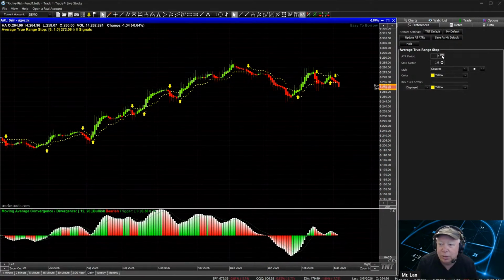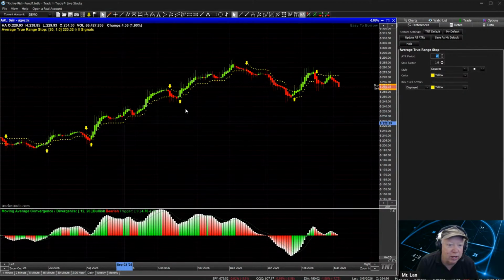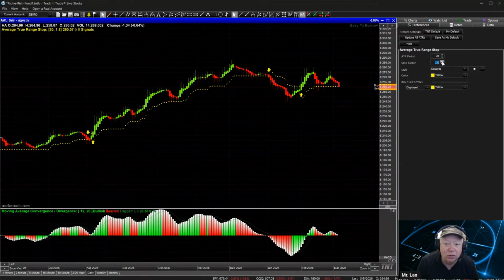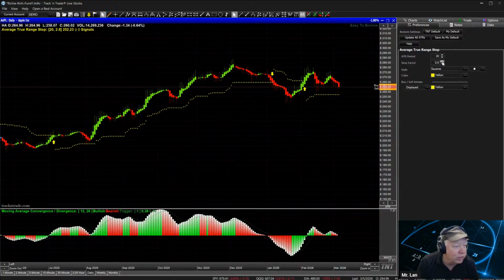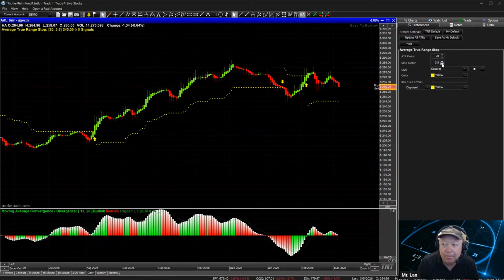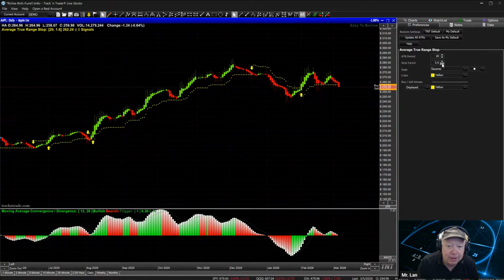Now, generally speaking, a 20 is the starting point, and that's where J. Welles Wilder developed it to go with the market, at a 20. And then the stop factor is wherever you want it to be, how strong of a stop, how big of a risk you want to take against the market. Does that make sense? See that?